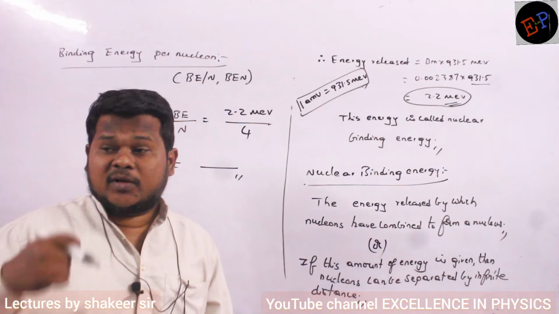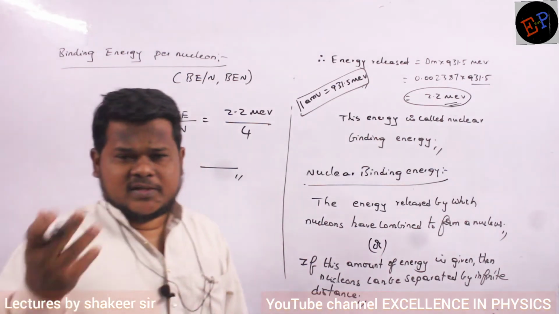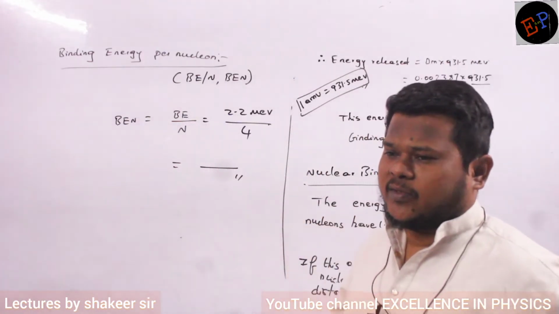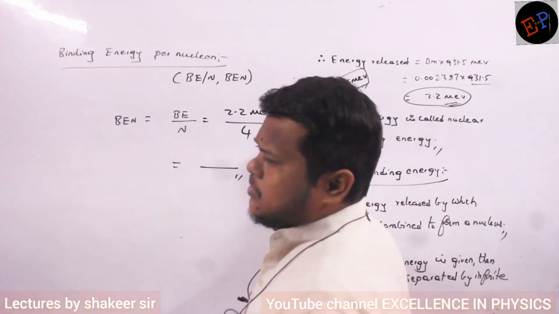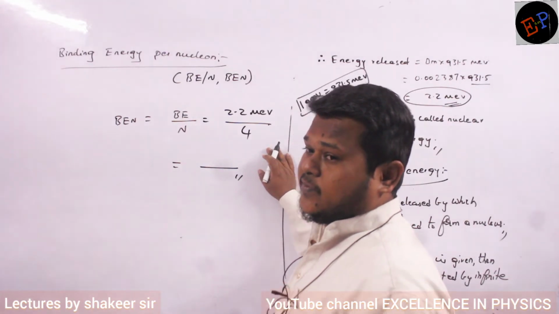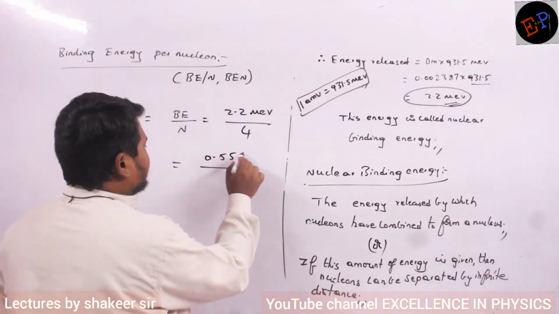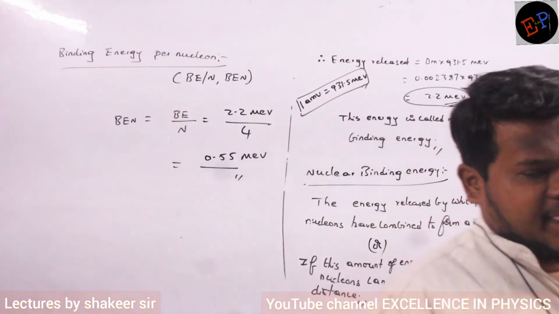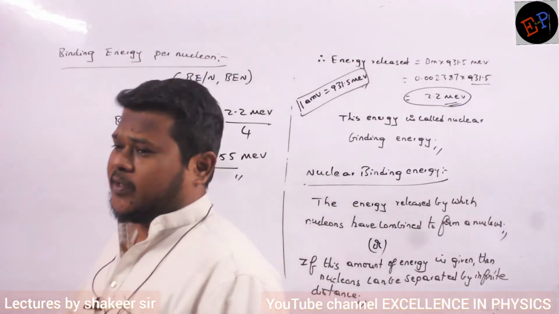Ante okokka nucleoniki enta binding energy release ayindi ani artham. For each nucleon, what is the amount of energy released? That is called BEN, binding energy per nucleon. Are you able to understand, ma? So 1.1 by 2, 1.1 by 2 is how much? 0.55. That's all, no? So I can write it is 0.55 million electron volts. Understood, no? So like this we have to calculate binding energy per nucleon.